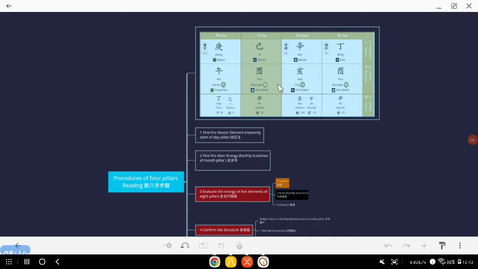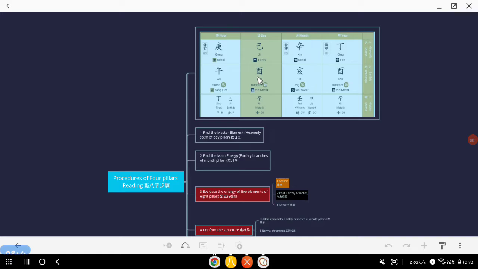Imagine there's a hurricane, there's a wind on the ground, and then it connects with the wind in the sky, so it makes a strong hurricane. So that way we can say that if one element has both earthly branches and a heavenly stem, this energy will get way stronger. But of course, the season is the first.